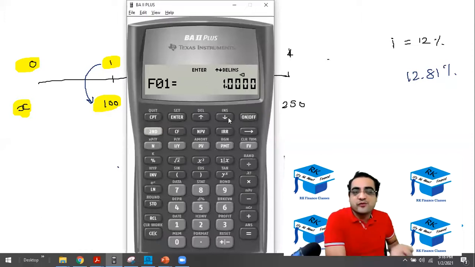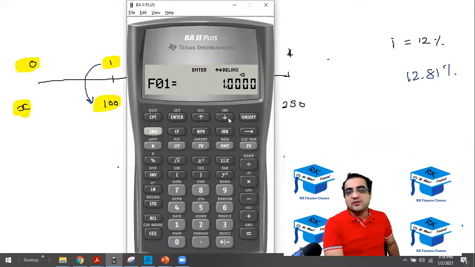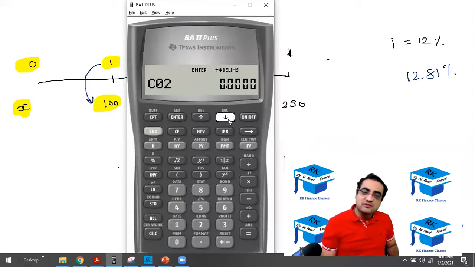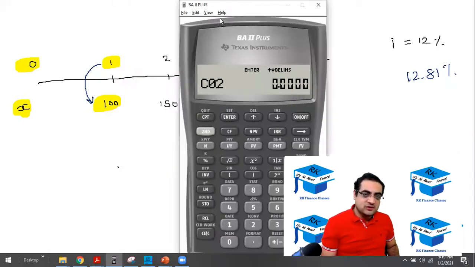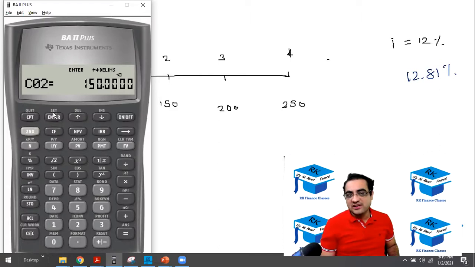They're asking you for F, which is called frequency, which at this point in time you need to ignore. I'll tell you when to use this frequency. Whatever value is there, ignore it. Don't put anything, just scroll down. They're asking you for C02. C02 over here is 150. So press 150 and press enter. If not clear, raise hand.